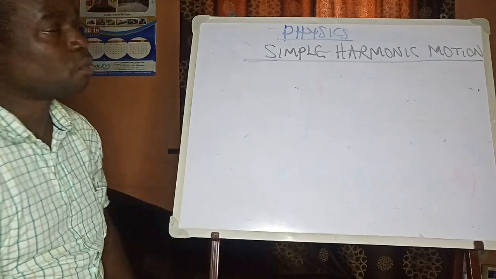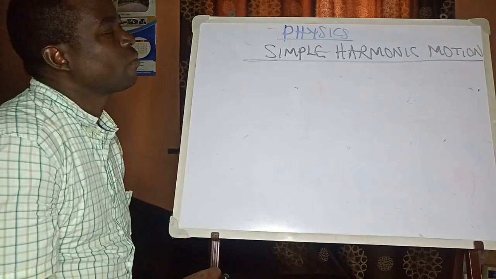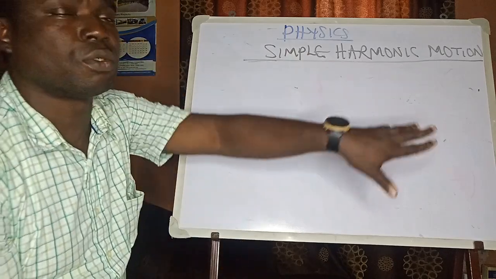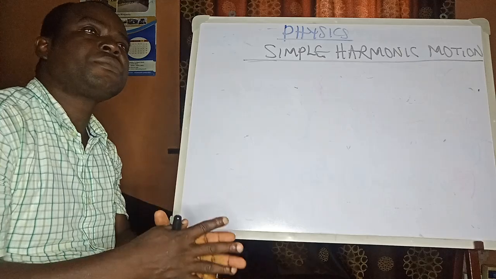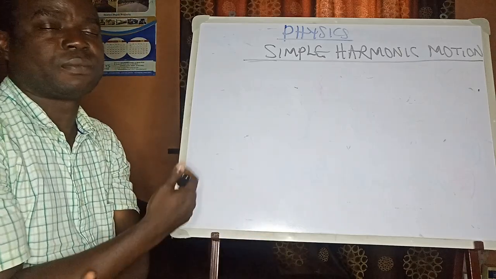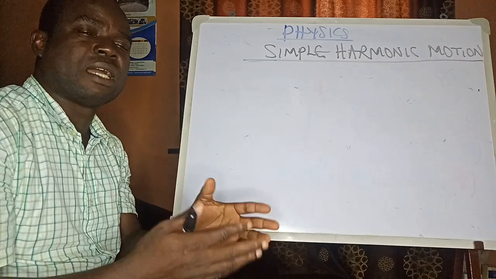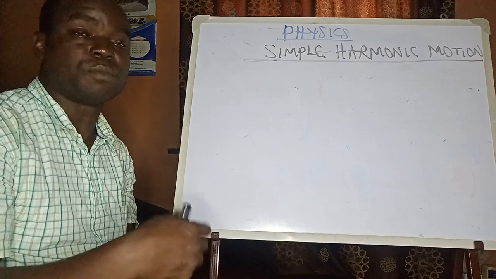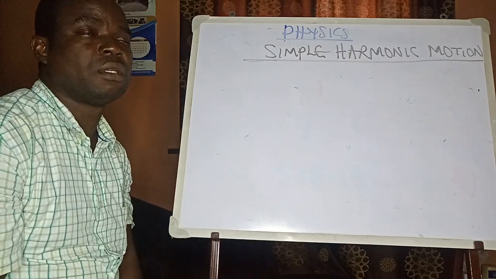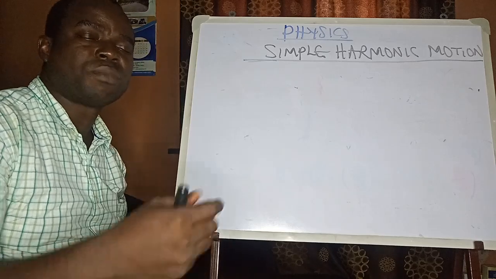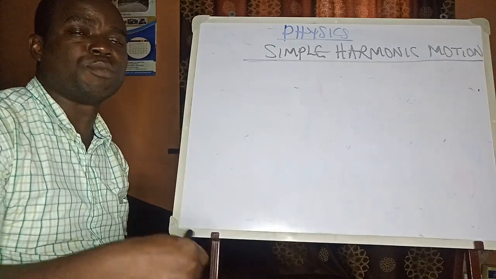Okay. First of all, let me do a quick description of this. The word simple harmonic motion means the periodic motion of a body such that the acceleration is proportional to the displacement. Okay. The word periodic means repeated. Something that is repeated is said to be periodic.